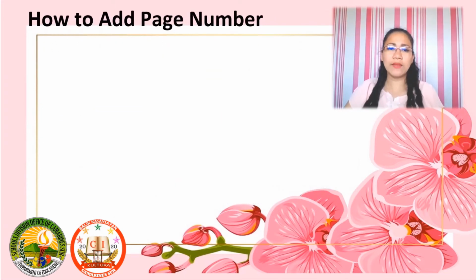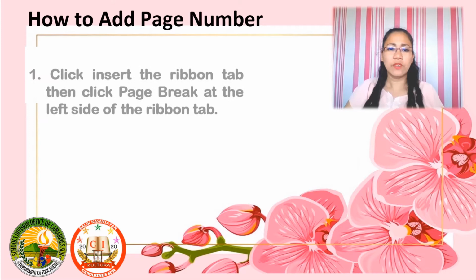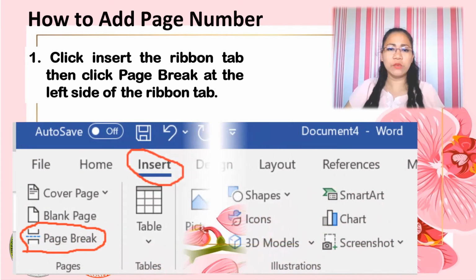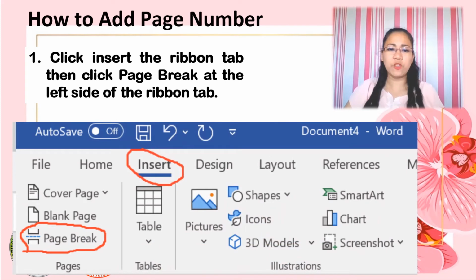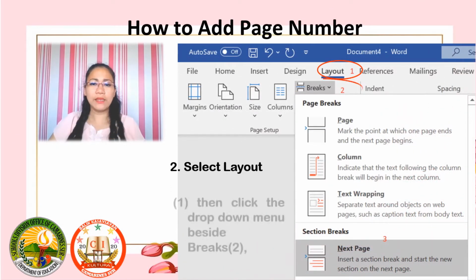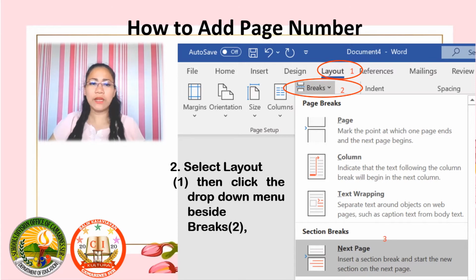Now, how to add page number. First, open a Word document. Click Insert in the Ribbon tab, then click Page Break at the left side of the Ribbon tab. Then, select Layout. Click the drop-down menu beside Breaks. Click Next Page.